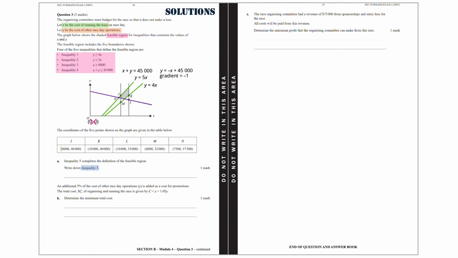Then there is a vertical line that passes through J and M, that is x equals 8,000. And there is another vertical line that passes through K and L with x equals 10,000, which means that the missing inequality is x less than or equal to 10,000. An additional 5% of the cost of other race day operations is added as a cost for promotions. The total cost C of organizing and running the race is given by C equals X plus 1.05Y.